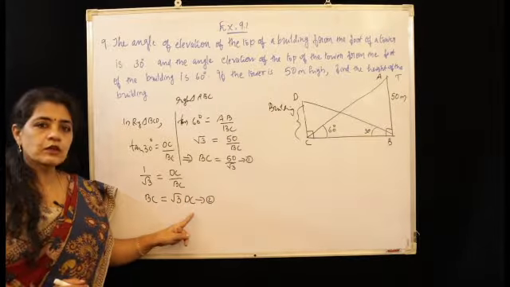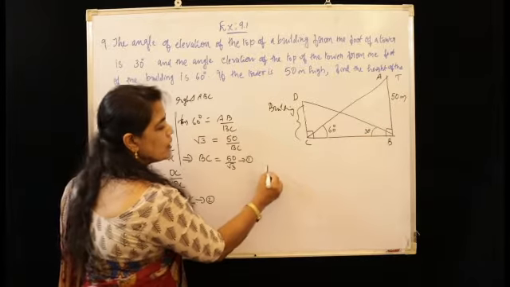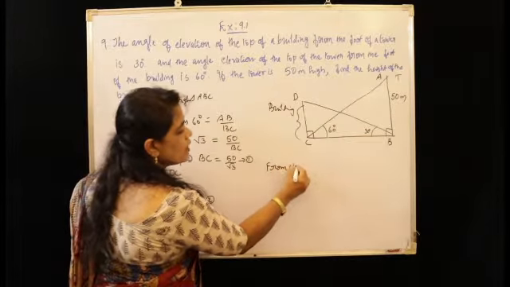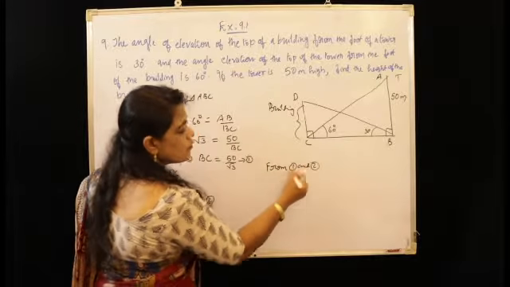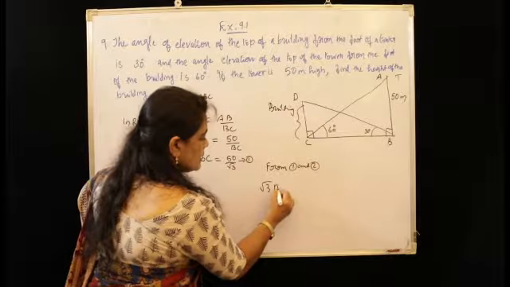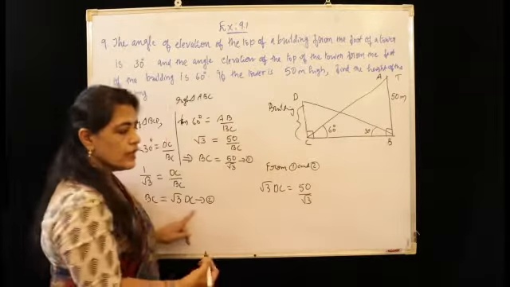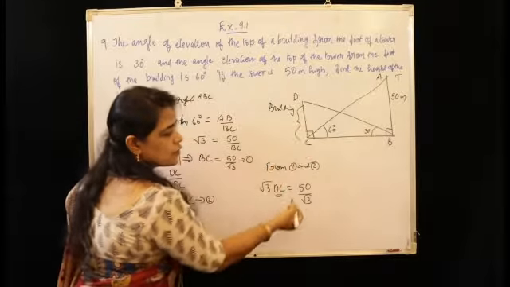Here the variable is in equation number 2, so I am keeping that in the LHS. That is from equation 1 and 2, root 3 DC equal to 50 by root 3. Okay, and we need this DC, that is the height of the building.